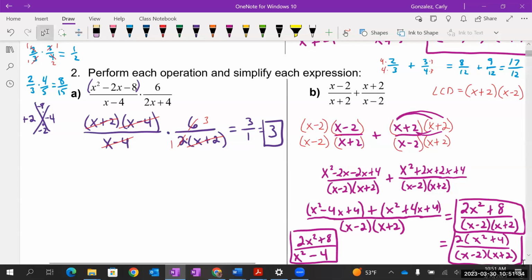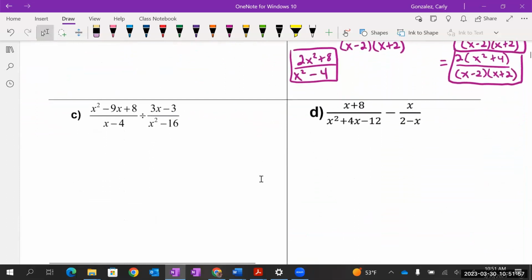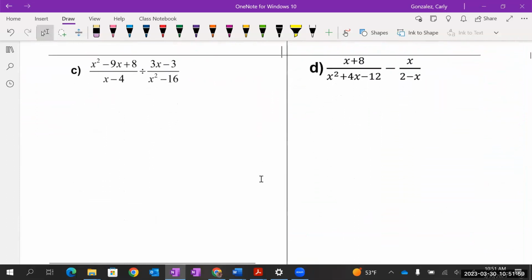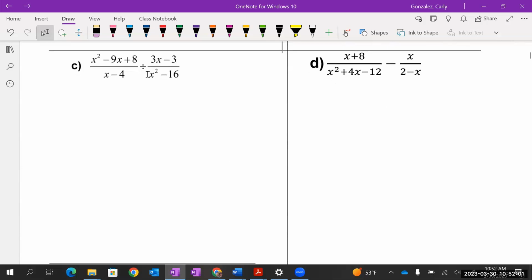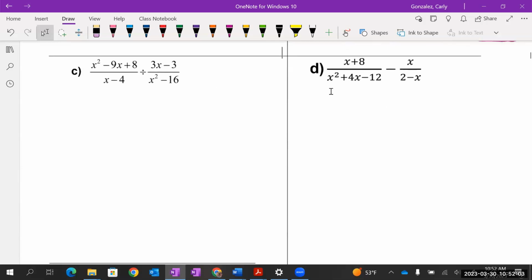Normally, when you simplify an expression, you would want everything multiplied out. However, for rational expressions, almost everything we do with them involves factoring. So it is totally acceptable to leave your answer in factored form if it's a rational expression. Okay, next, let's do some subtracting, and then we'll do division, and then we'll get into subtraction.